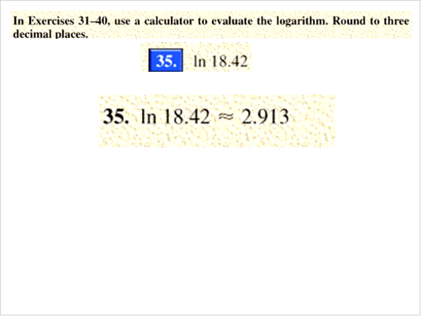For the next problem, you're simply going to use your calculator. Everybody should have a natural log button on their calculator. It appears right under the log button, and it's right next to the 4. So on the left-hand side of the 4, you're going to see an LN button. Make sure you can find that on your calculator, and all you're going to do is push that and type 18.42 and enter. And you should get your answer of approximately 2.913.